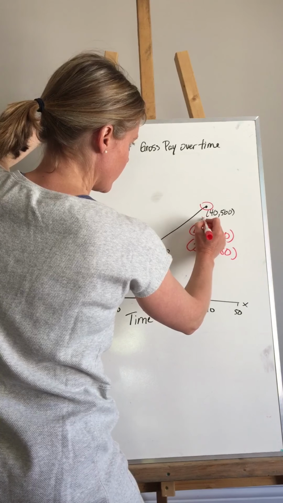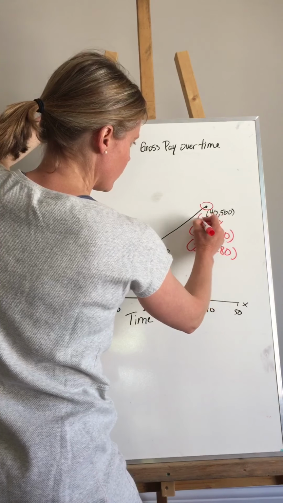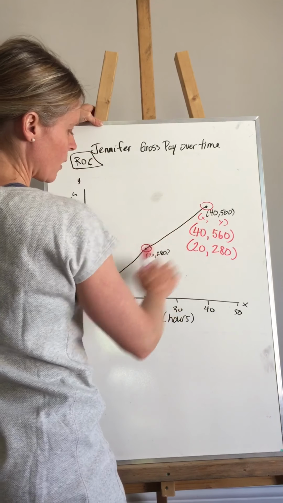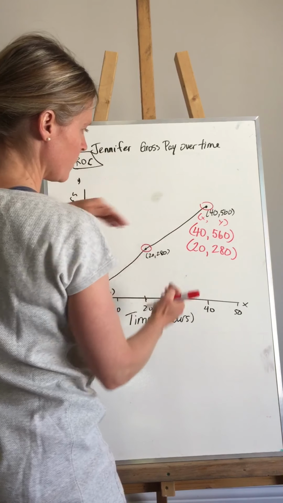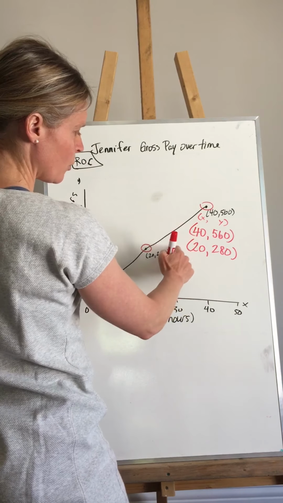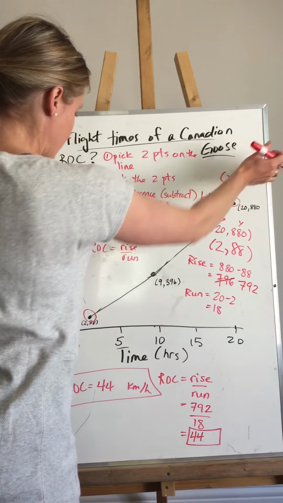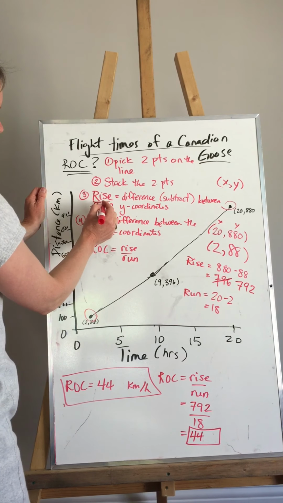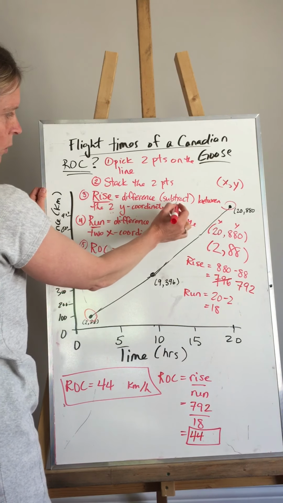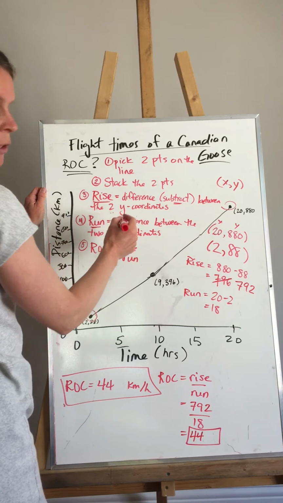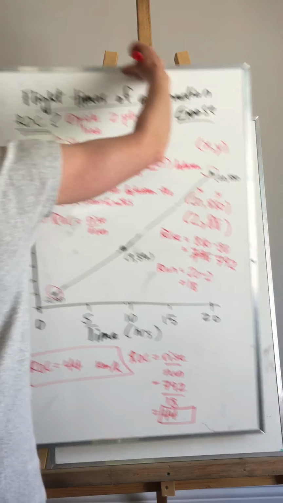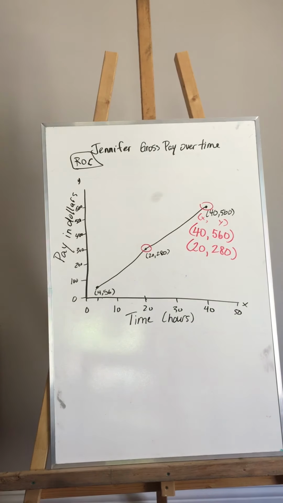Okay, so recall this is X and this is Y, right? Every point has an X coordinate and a Y coordinate. Okay, so we've picked our 2 points, we've stacked them, which means we've done steps 1 and 2. Now we go to step 3, which is to calculate the rise. That's the difference, or in other words, subtracting between the 2 Y coordinates. Okay, so that's the rise.